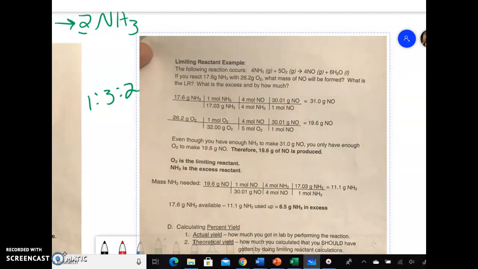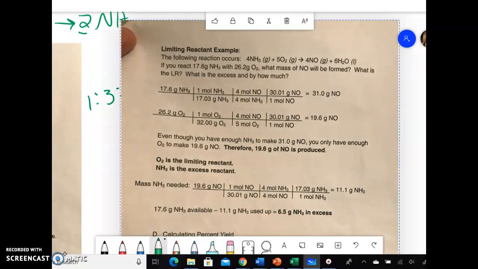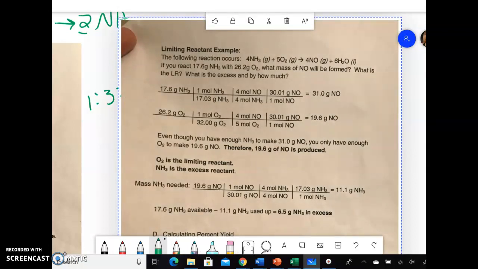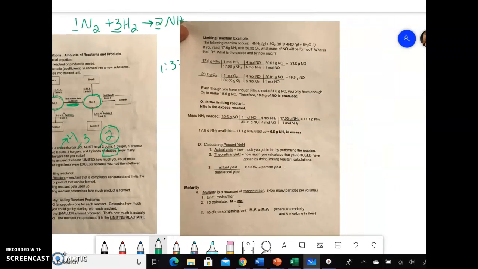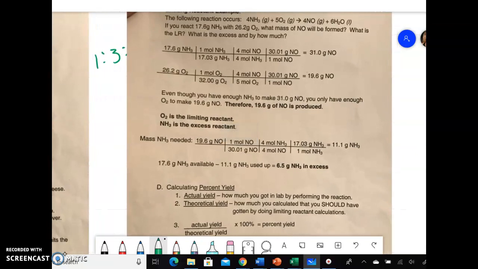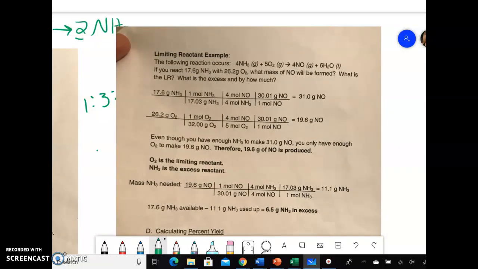So if you look at this example up here, it says the following reaction occurs. You're reacting 2 different amounts. So again, I'm having trouble zooming in. Okay, so this amount and this amount is your clue that that is a limiting reactant problem. They might not say it in the question. You know this one is because it's saying what is the limiting reactant. But when you're given 2 different amounts of 2 different things, that's how you know.